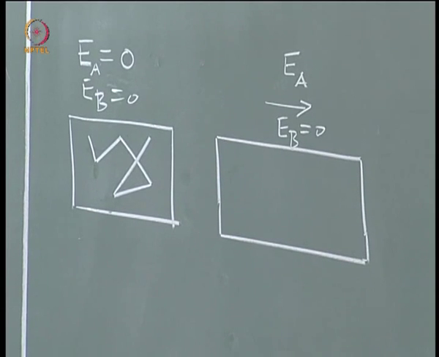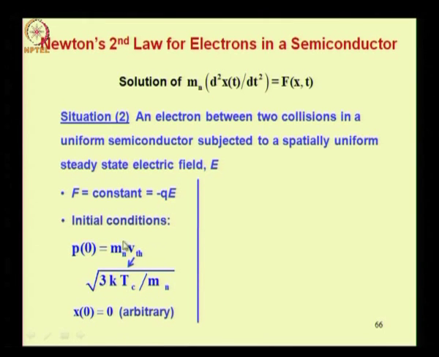Now your initial momentum will be Mn into V thermal, where please note this carefully, the thermal velocity can be different from the thermal velocity under equilibrium. It is given by square root of 3 times Boltzmann constant times the carrier temperature by Mn. It is not the lattice temperature.